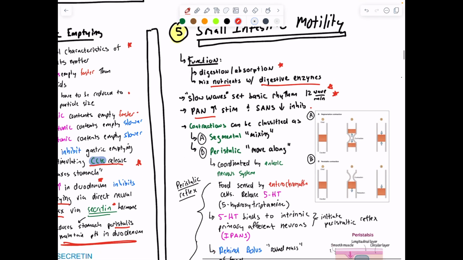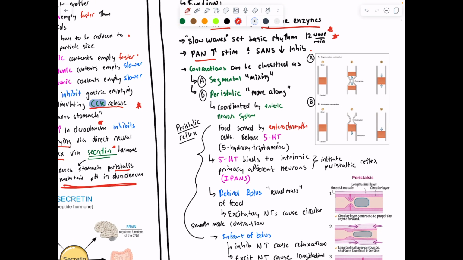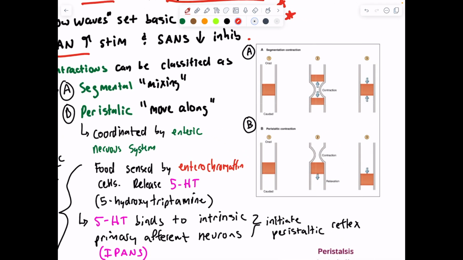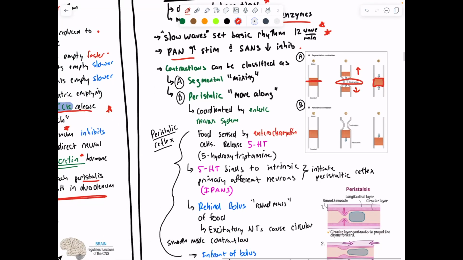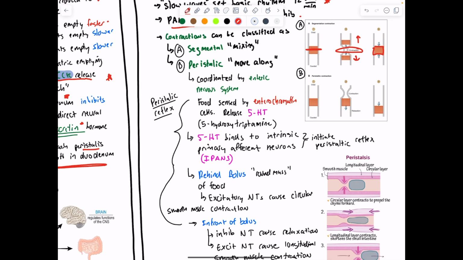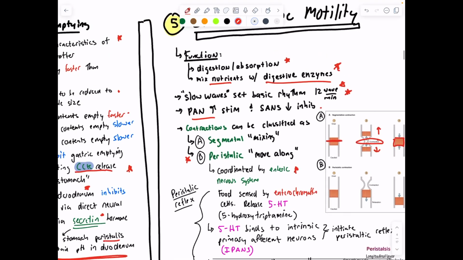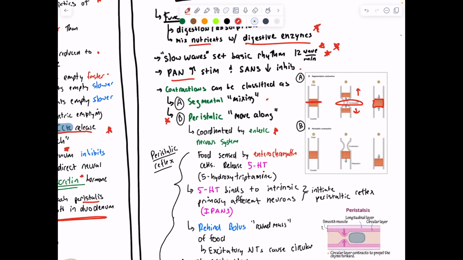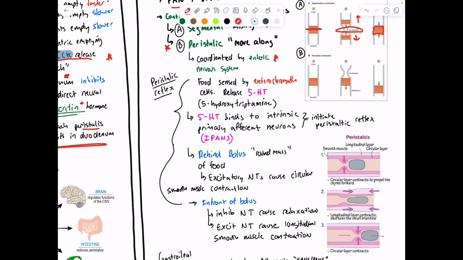Our contractions within the small intestines can be classified as segmental or mixing, and so you can see this. It's basically a contraction of smooth muscle in the middle of the bolus, round ball of food, and that's going to push it, split it, and then relaxing will bring the food back. And so the idea is that you mix it, you break things up, and mix the nutrients with the digestive enzymes. And then you also have contractions that are peristaltic, which are like our move along contractions coordinated by our enteric nervous system with our friend, our slow waves, where segmental is more the mechanoreceptors. All right, so more with our peristaltic move along.